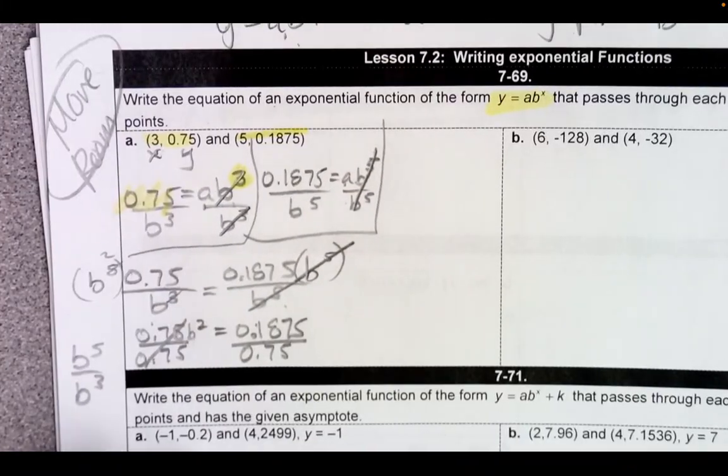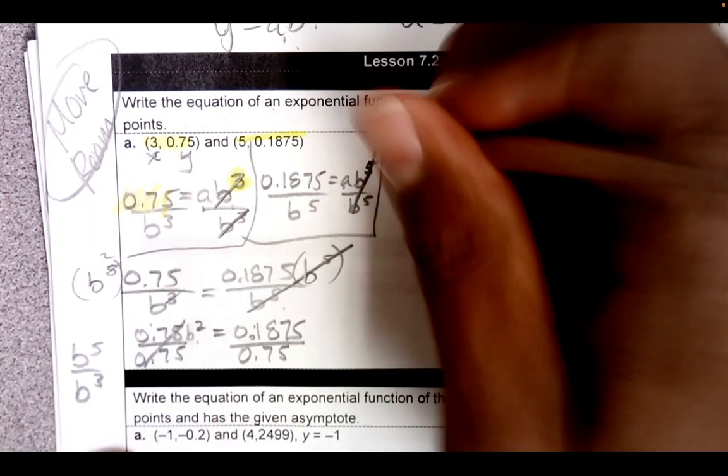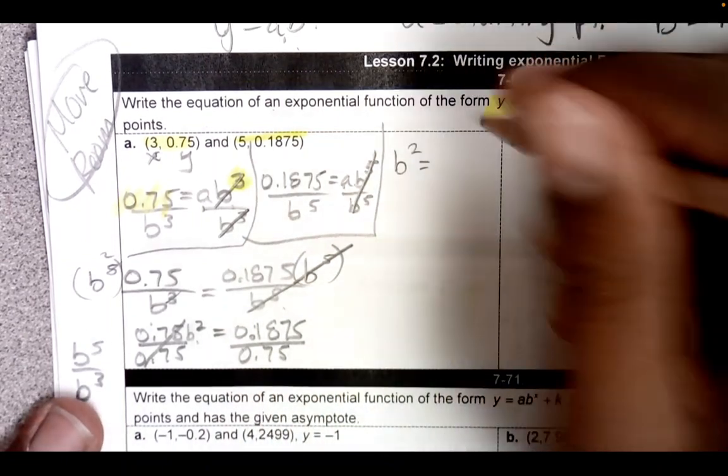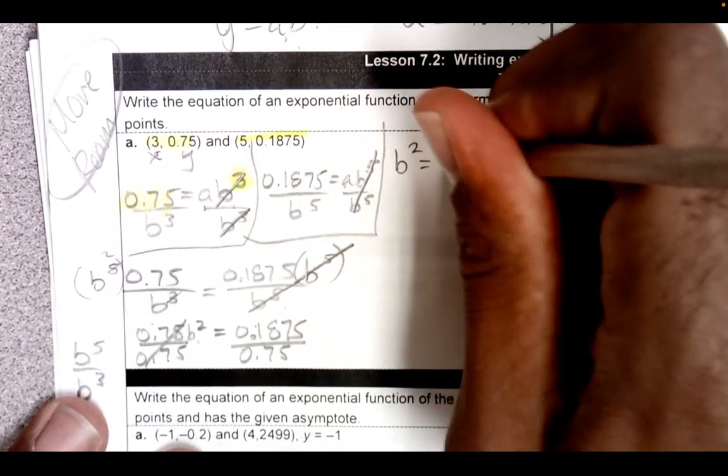Okay. All right. So basically now I've got b squared equals all of this. So b squared equals this point. Actually, I'm going to go ahead and divide that. Actually, you know what? I'm going to leave it as is for now.